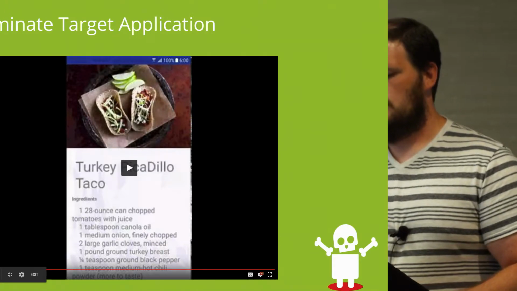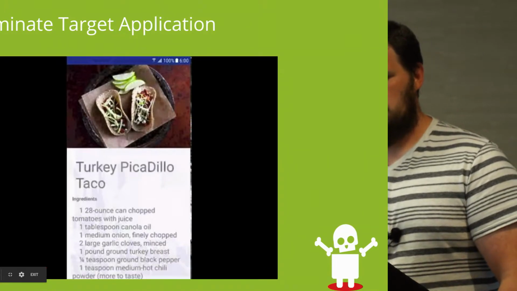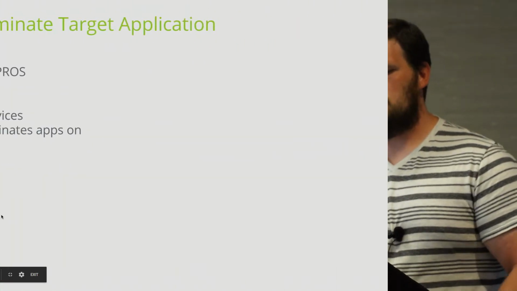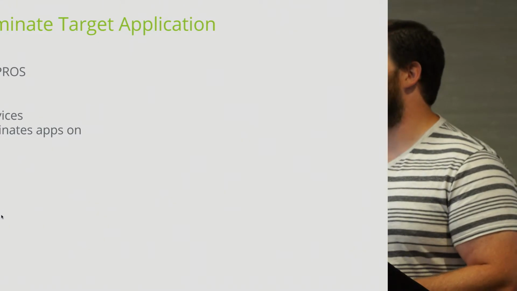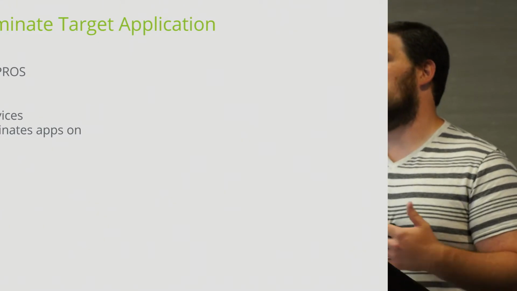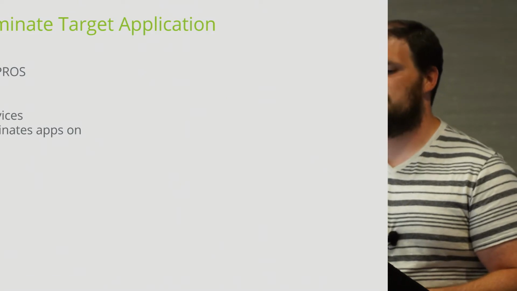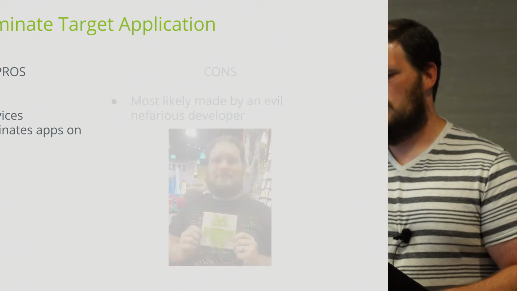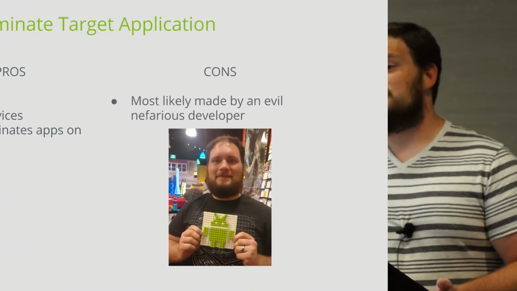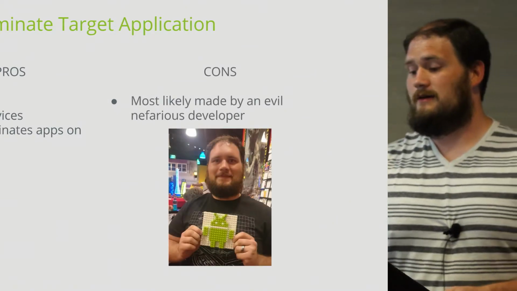And kind of the big takeaway for this is it works on all devices, it's deterministic, but it's only killing your app. So you make sure you're not dealing with the other system apps, and you can better test how you're handling push notifications and deep links. And I feel it's the fastest feedback of the methods. The big con is it's most likely made by an evil developer.